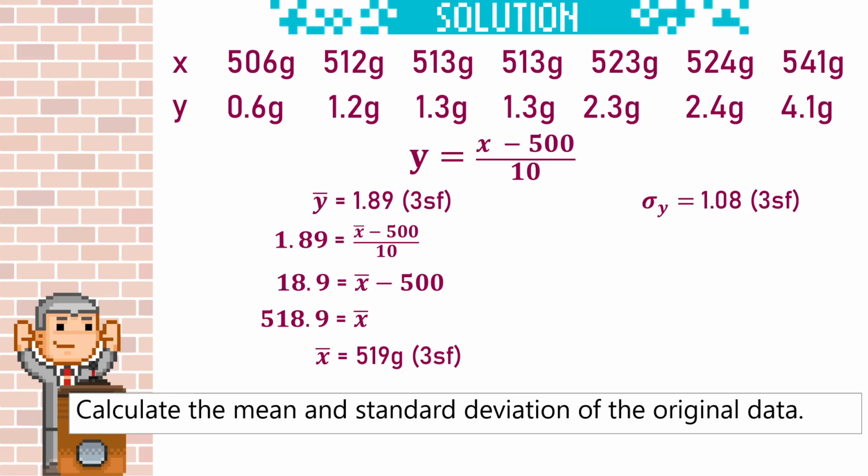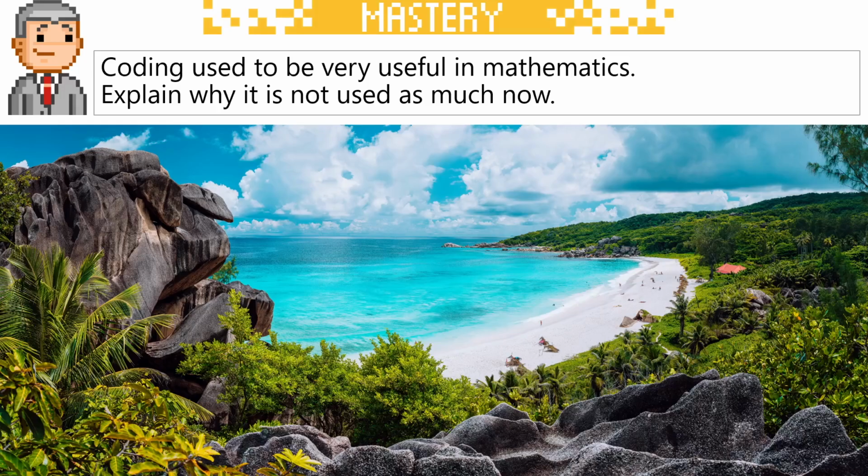You'd think we would do the same with the standard deviation, but again we need to remember with the standard deviation it doesn't care where the data is. If you add 100, take away 100, it doesn't affect the standard deviation at all. What affects it is if you multiply it or divide it. So the only thing we need to worry about is the divide by 10, and we can ignore the minus 500 at the top. So we're going to times 10 both sides, which will give us 10.8 grams for our original standard deviation.